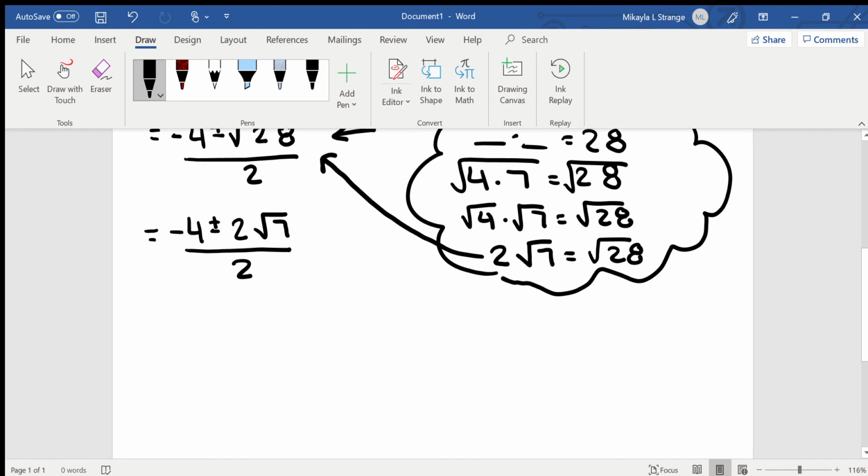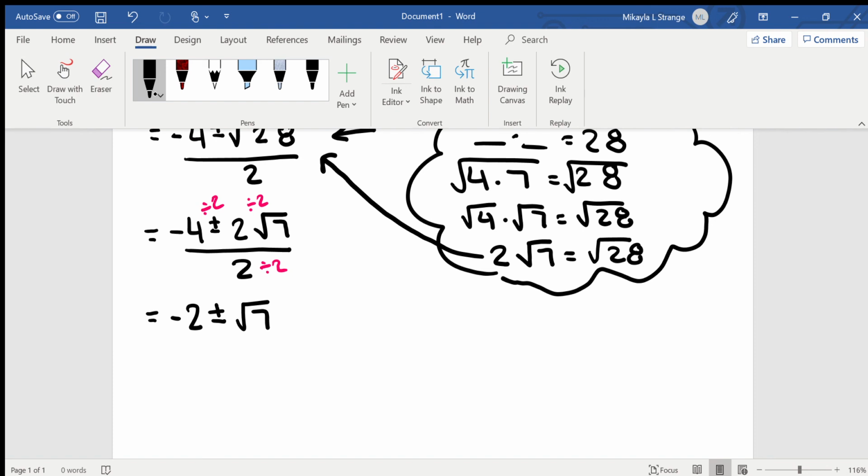Now we can simplify this even further. And when we do this, I'm going to see what the common factor is. So I'm going to divide everything by 2. So now I'm going to get negative 2 plus or minus the square root of 7, because 2 divided by 2 is 1. That's all over 1, so we don't need to write that.